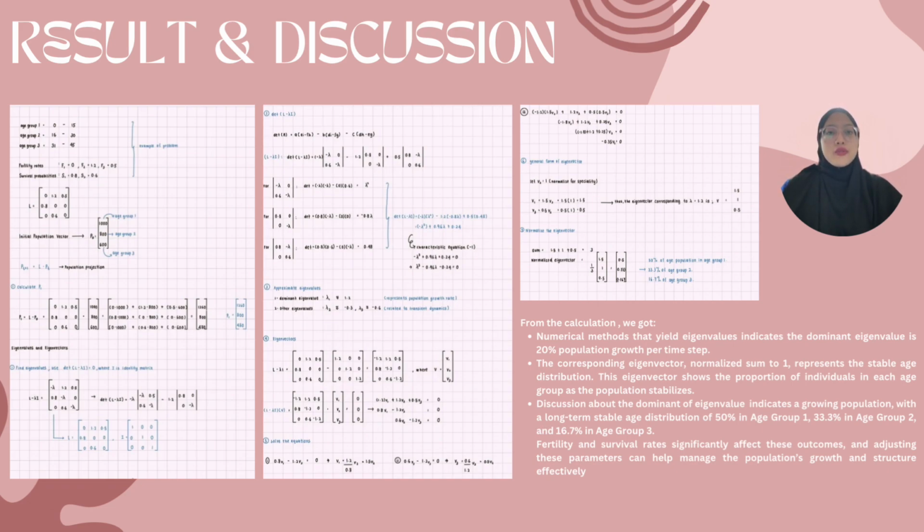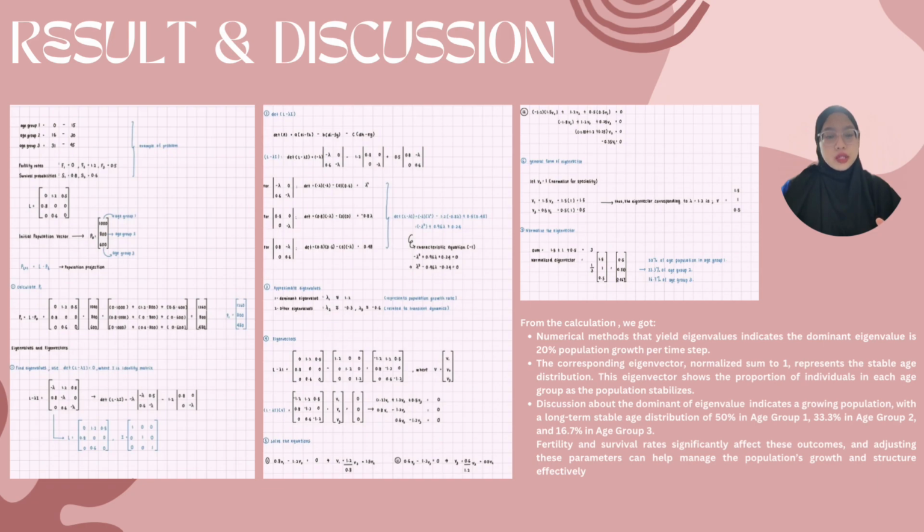So first, to calculate the eigenvalues and eigenvectors, we need to find the eigenvalues using the determinant of L minus lambda I, where I is an identity matrix, and then we compute the determinant through each sub-determinant, and then we will get the answer. Like the calculation above, we get the characteristic equation: lambda cubed minus 0.69 lambda minus 0.24 equal to 0. After that, we approximate the eigenvalues.